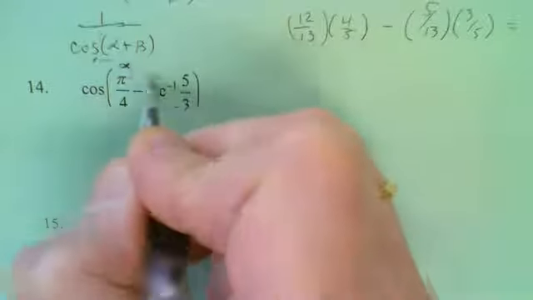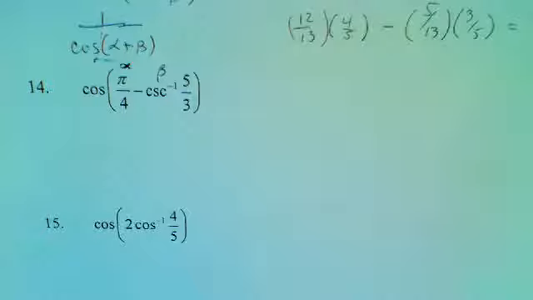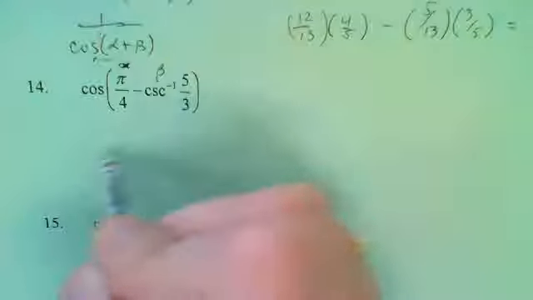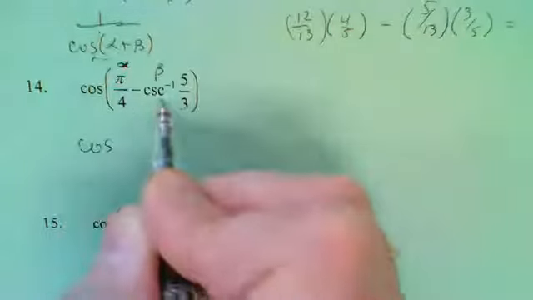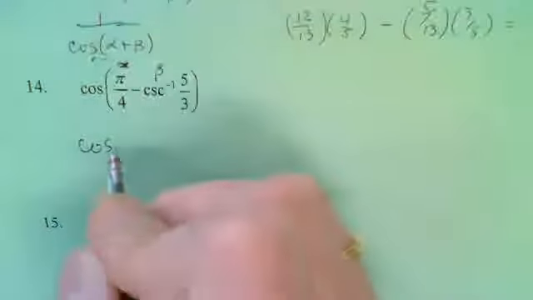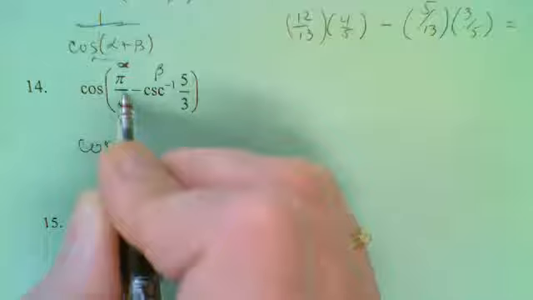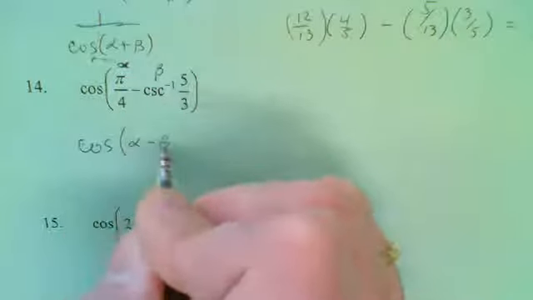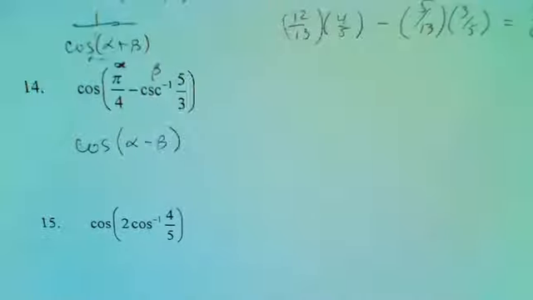I'll still call that alpha, and then I'll call that one beta. I don't know inverse cosecant of 3/5, so I'm going to have to draw a picture of the beta. I don't think I have to draw a picture of pi over 4. I know what that looks like, but I'm still calling it alpha, so I'm looking for the formula of cosine of alpha minus beta.